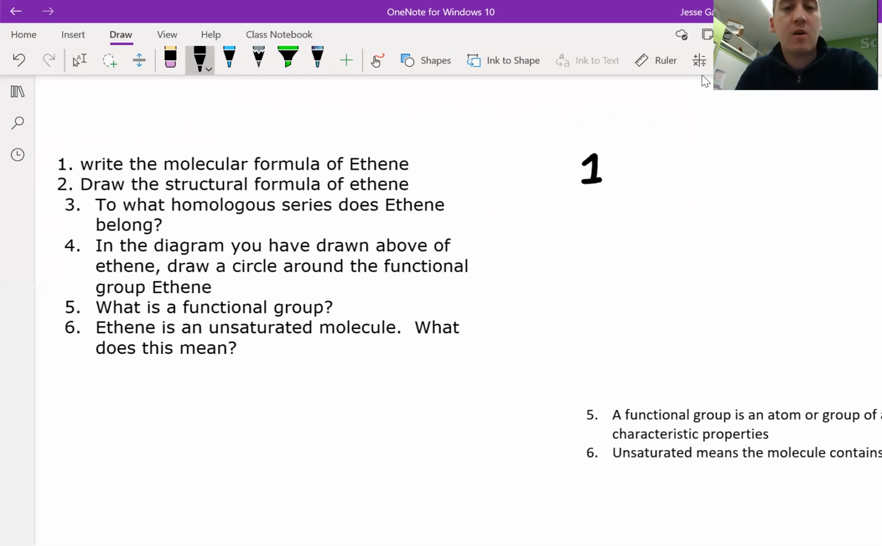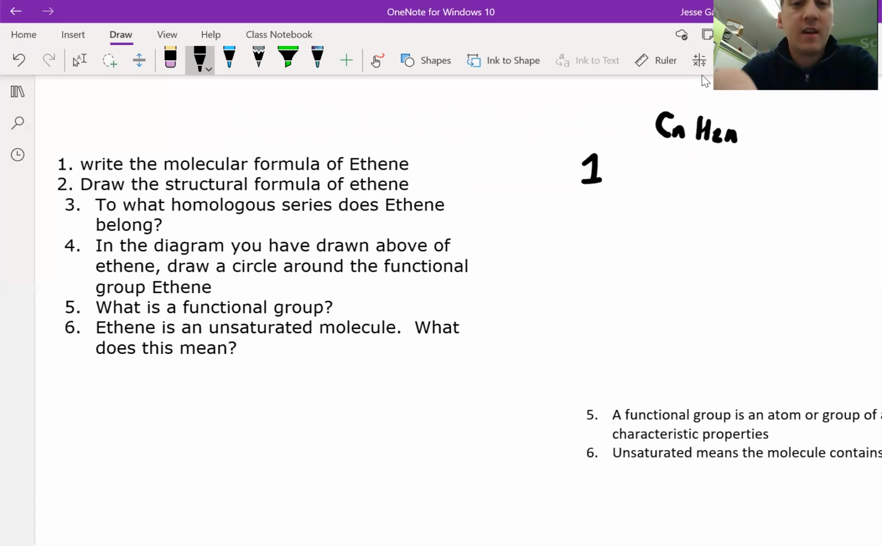So the molecular formula for ethene, you should know that this is an alkene, and alkenes have a general formula CnH2n, like this. So twice the number of hydrogens as you have carbons. That's the general formula for an alkene.